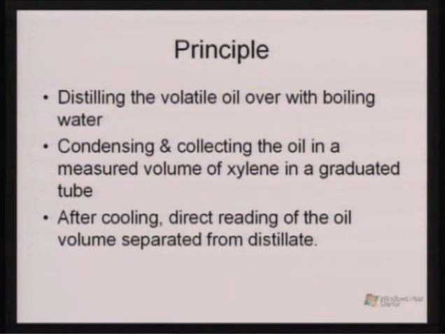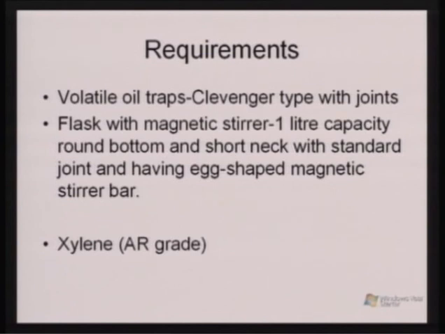The methodology will be more clear if we go through the procedure one by one. But before going to the procedure, I will speak about the requirements of this method. The volatile oil trap is a Clevenger type with joints, with a flask with magnetic stirrer, 1 liter capacity. It should have a round bottom and short neck with a standard joint, and an accompanying magnetic stirrer bar. The chemical required is only xylene. This should be a minimum of AR grade.